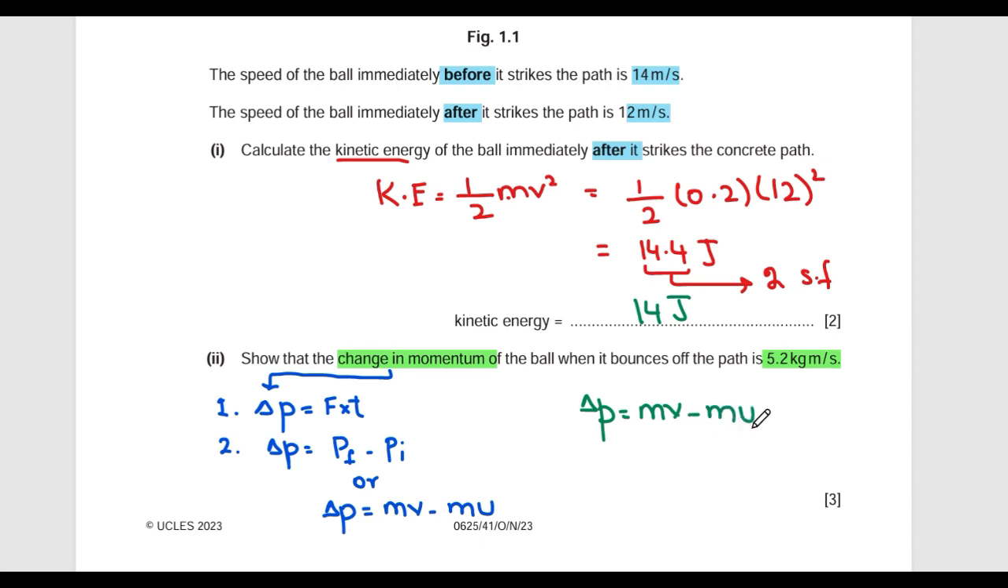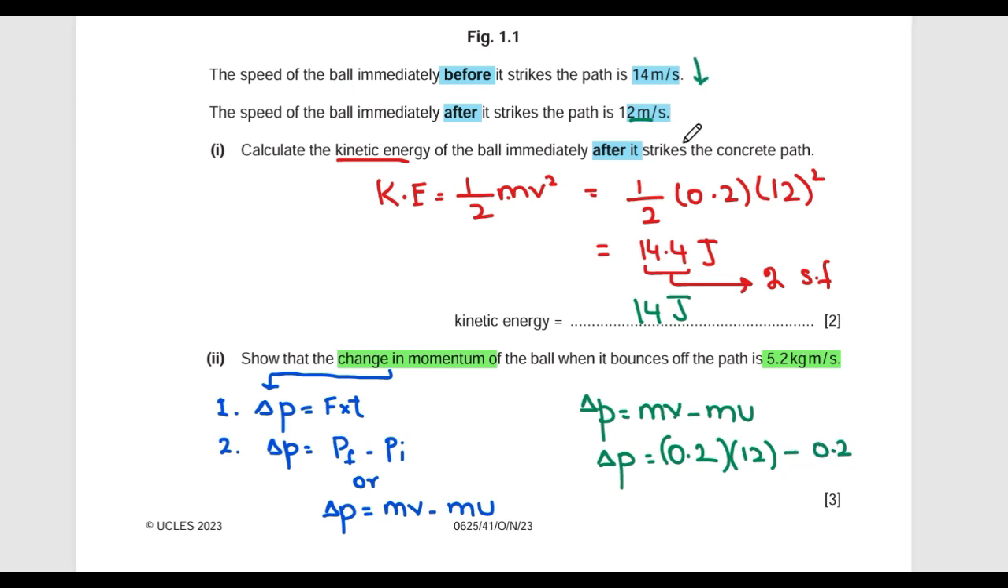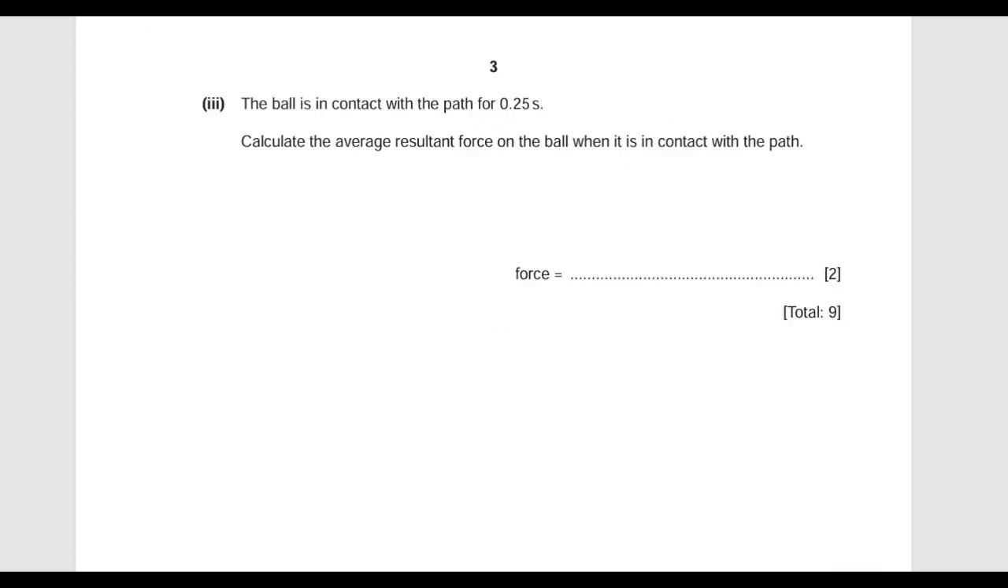So m times final speed minus m times initial speed. So mass is the same, 0.2. Final speed is 12. Then again mass is 0.2, and initial speed, if we have taken this speed as positive, then the other speed would be negative because it is in the opposite direction. So it's negative 14. It would be 2.5 plus 2.8. And the final answer would be 5.2 kg meters per second.